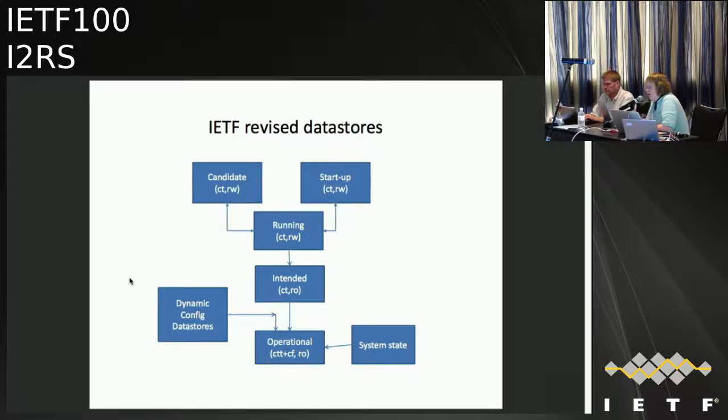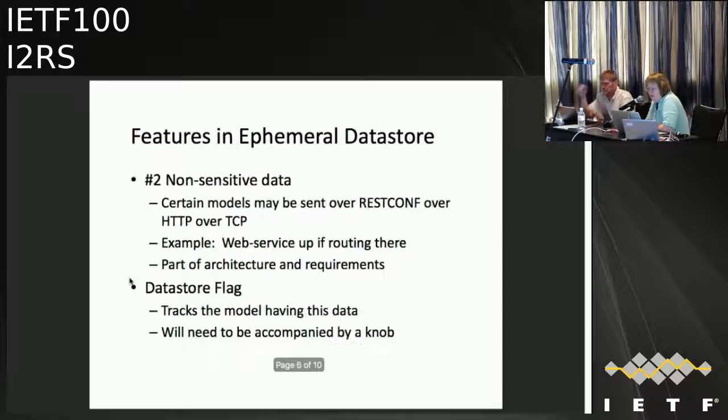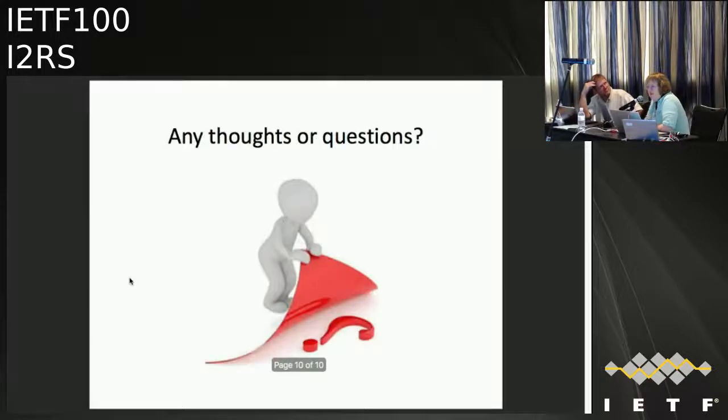Alex helped me figure out where I was going with it. He and I are co-authors. I think we've got the thoughts and comments from people. We'd like to then go to a working group adoption fairly quickly because it's our last thing to do. Any questions, more comments? Kent, again, the non-sensitive data, would that be on protocol accessible nodes or notifications or RPCs?